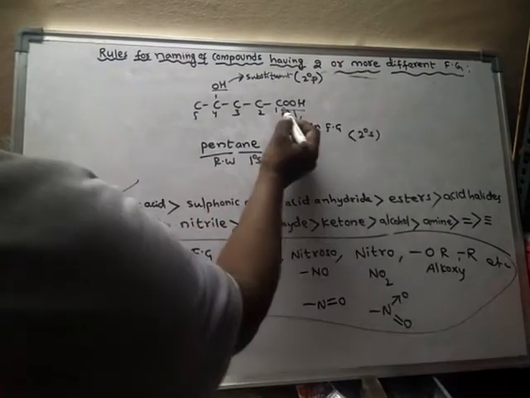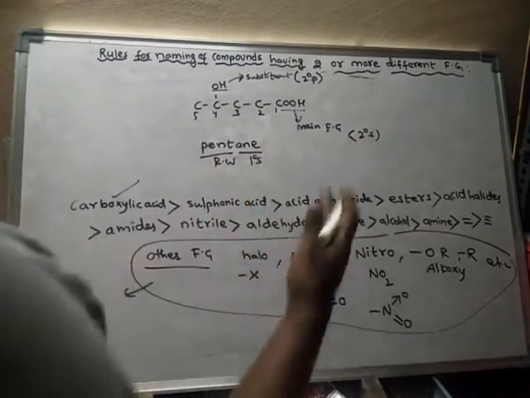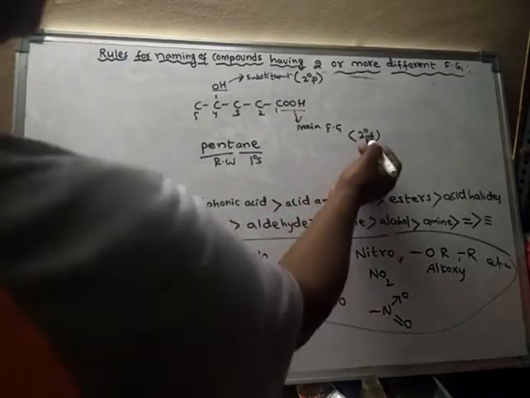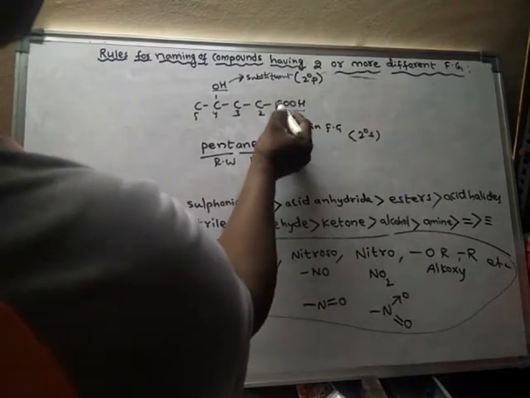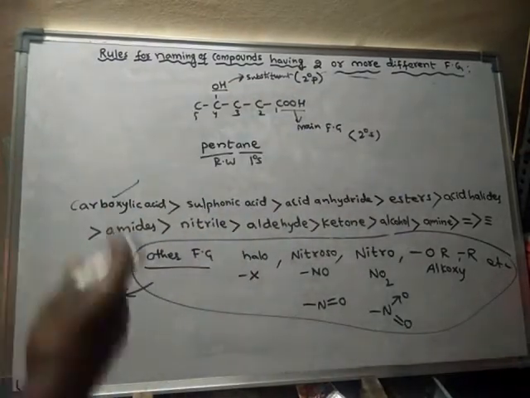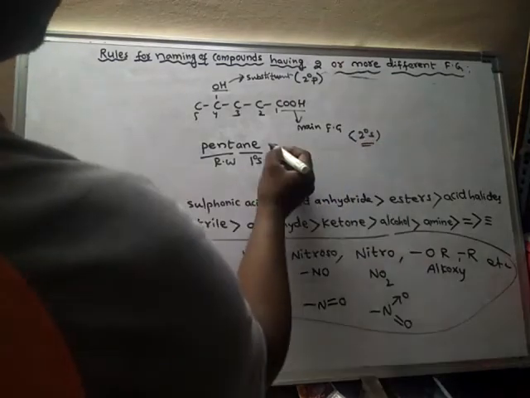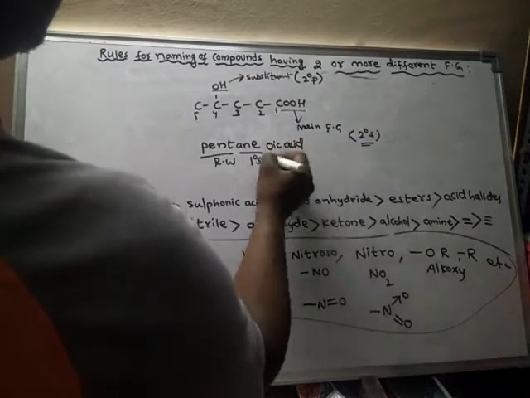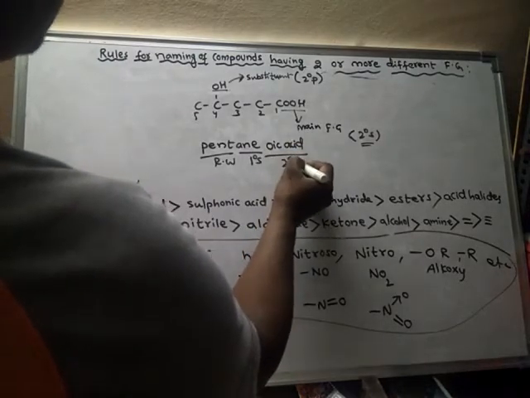So secondary suffix, main functional group is there. So always remember that main functional group should be written as secondary suffix. So here carboxylic acid, when carboxylic acid is present, its secondary suffix name is oic acid. Oic acid is the secondary suffix name for carboxylic acid.